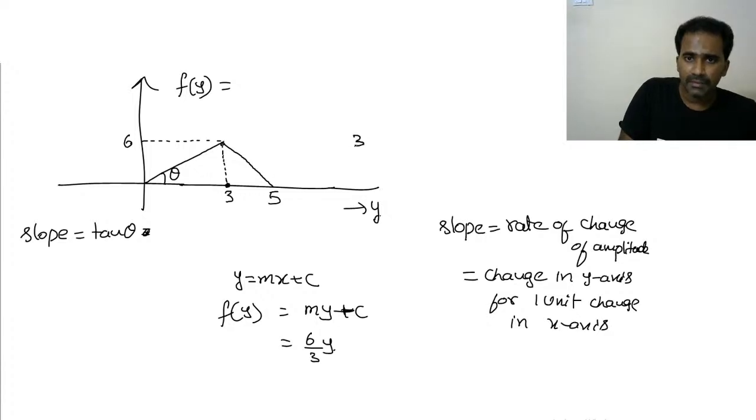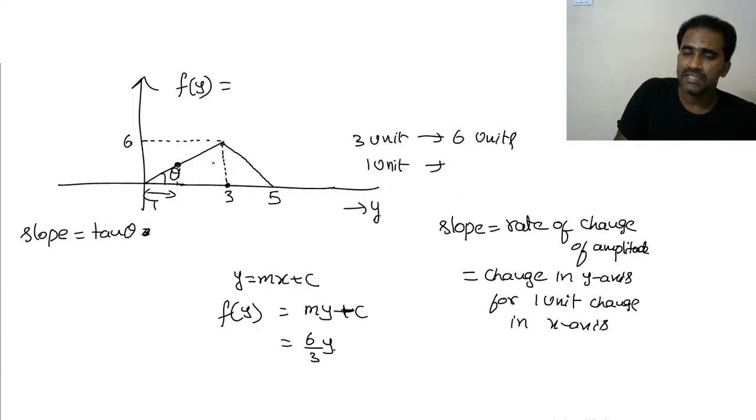So see here, what is happening in 3 units. For 3 units change in x axis, what is happening with y axis? 6 units is changing. Means if there is a 1 unit change in x axis, what is the change in y axis? That will give you the slope. For 1 unit change, divide with 3 on both sides, there should be a 2 unit change. So for 1 unit change on x axis, whatever is the change in y axis, that itself is the slope, which you can understand directly.